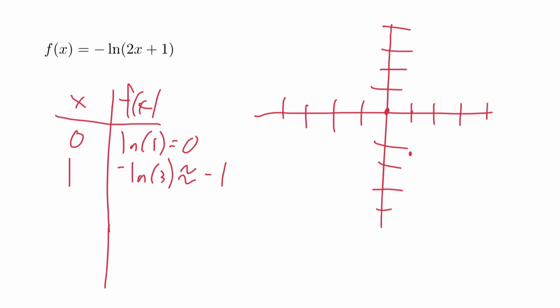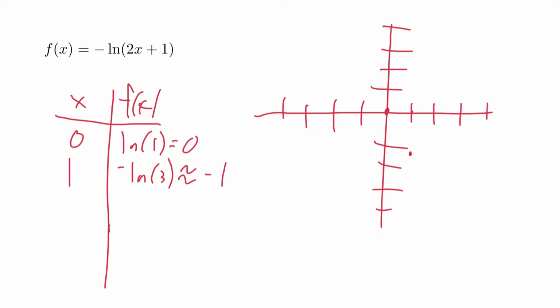Okay, and let's figure out when things go crazy here. So natural log normally has a problem when it's evaluated at 0. So for us, when is 2x plus 1 equal to 0? Well, that's x equals minus 1/2. So I'm going to have a big problem here. So the picture is something like this. Okay, and from this, I can sort of tell what the range and domain are.